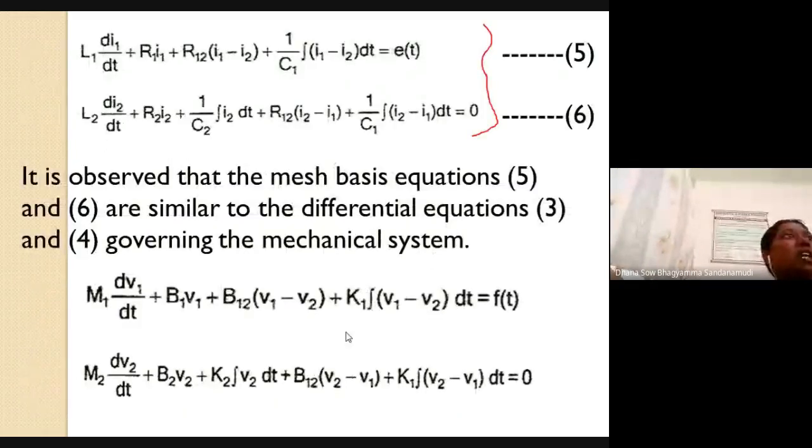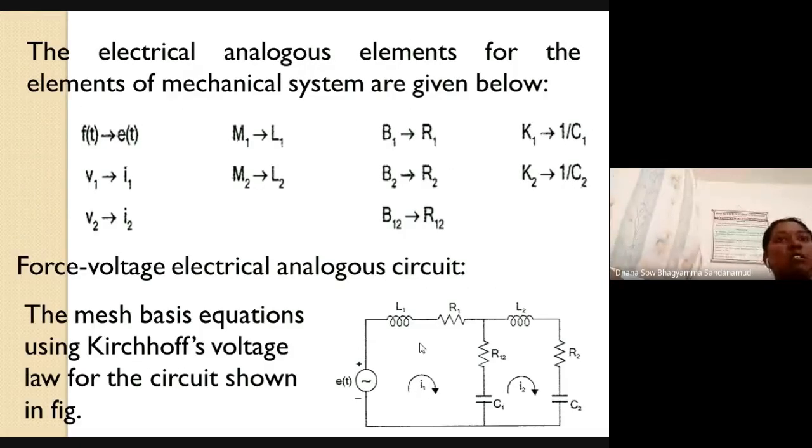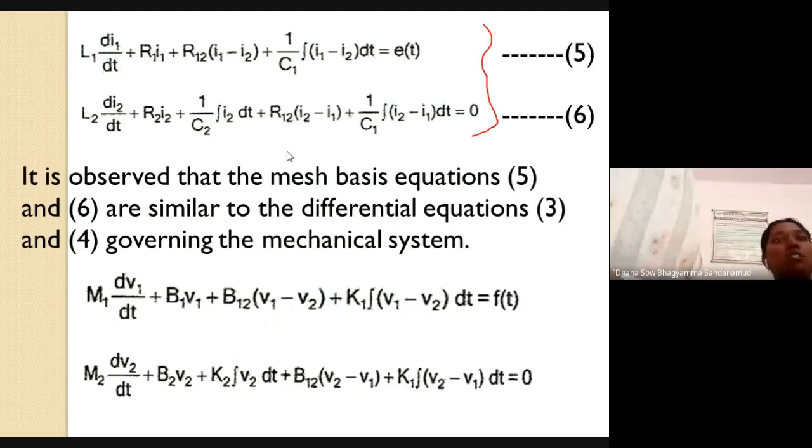L1 di1/dt, M1 dv1/dt, R1 I1, B1 V1, R1 (I1 minus I2), B1 (V1 minus V2), 1/C1 integral of (I1 minus I2), K1 integral of (V1 minus V2) is equal to some f(t). This is E(t). So if you see, both are similar to each other. The mechanical equation and the electrical equation are similar. If you are not getting similar equations, that means the electrical circuit you have drawn is wrong. We have drawn this electrical circuit from the given mechanical circuit, so definitely the equations should be similar.